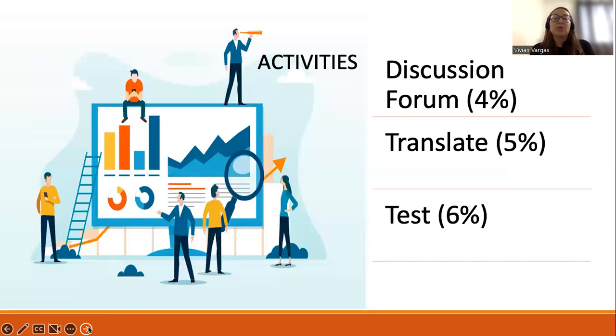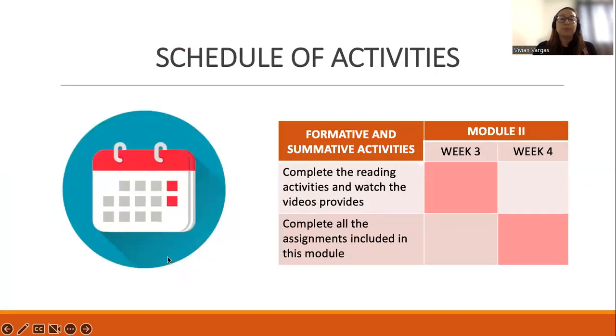The activities are going to be the discussion forum, the translation that you have to work on, and the test. Then after all, we have the schedule of activities. As you can see here, once again, it's module number 2, weeks 3 and 4. In the first, we complete the activities provided, and then we need to work on the assignments.